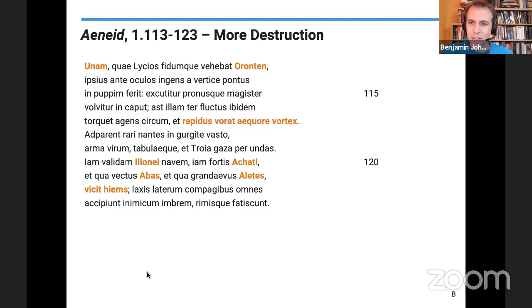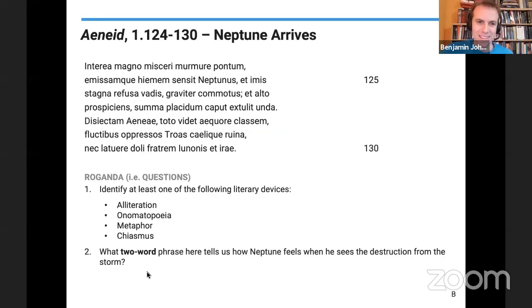We've got a nice little phrase in the middle there. This is one of my favorite phrases in this section. Rapidus vorat aequore vortex. The swift whirlpool devours them in the sea. There are such great sounds there in this section. Yeah, it sounds like a whirlpool spinning too.